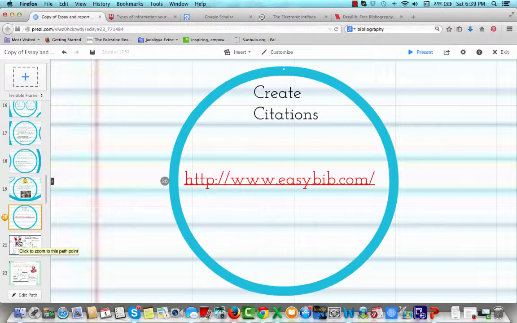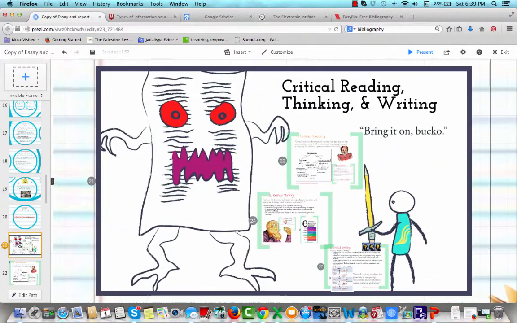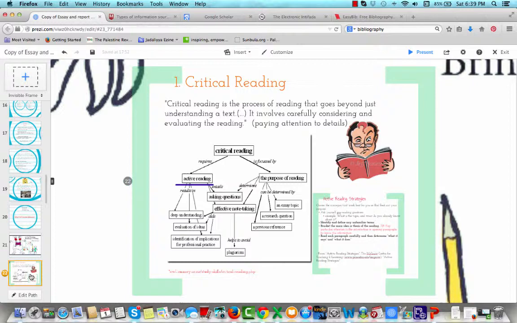So this is the bibliography. This is the first part of the unit. Let's take a look at the second part of the unit. Critical reading, thinking, and writing. All right. So when we read or when we think and when we write, there is a difference between doing it passively and doing it critically. Let's try to break it down. Let's take a look at critical reading. So simply, it's a process of reading that goes beyond understanding a text, meaning you have to consider and evaluate the reading. So when I like to read, or when you enjoy reading and you're just reading for pleasure, all right, that's not what critical reading is.